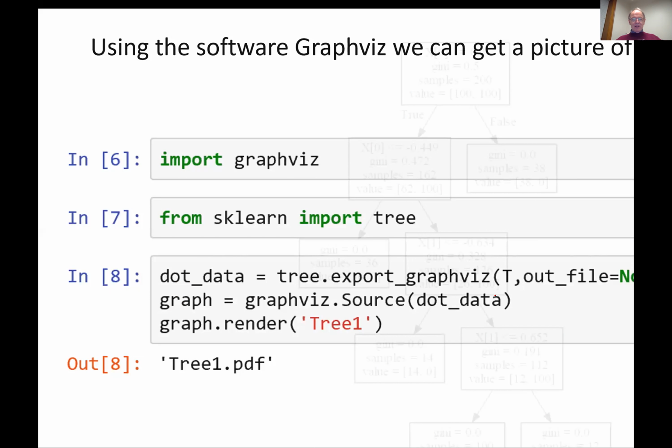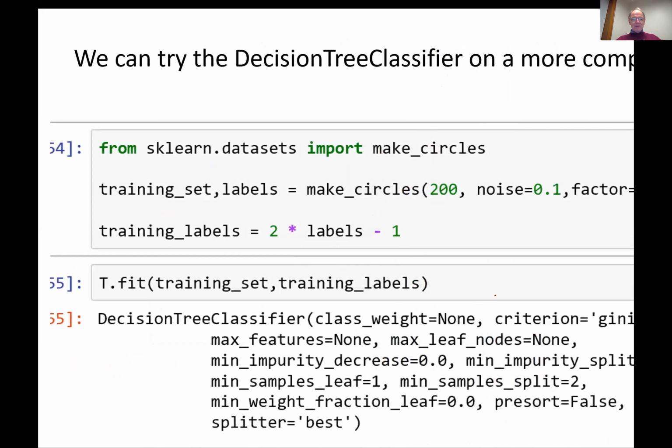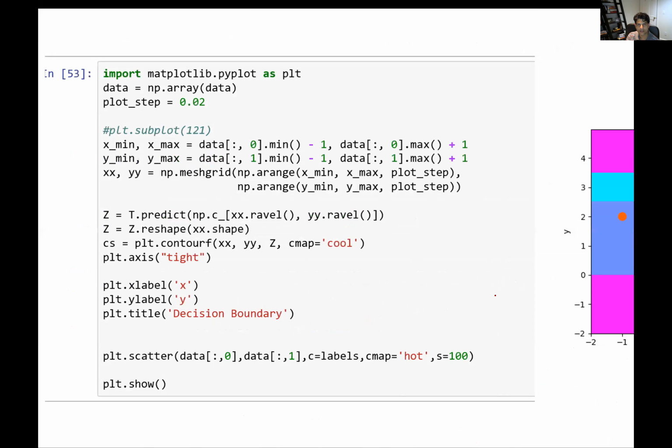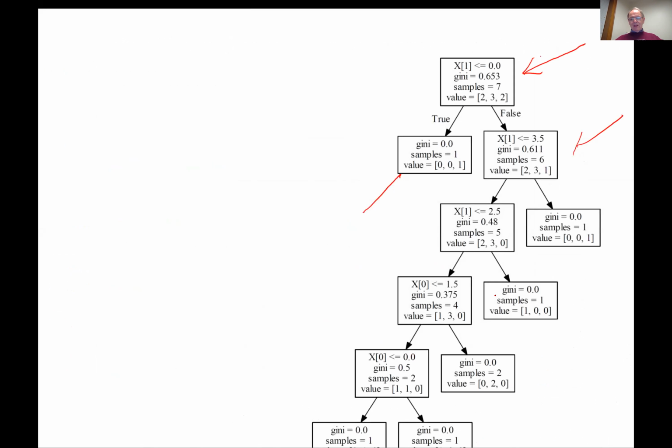So let's try another, more complicated example. Can you go back to the previous slide? I just want to see the one where the Gini index was plotted. Yes. I thought it's not necessary that as you go down the tree, the Gini measure will go down, because it first drops from 0.653 to 0.611, then 0.48, 0.375, then it goes back up to 0.5. So it's not necessary that it will always go down.